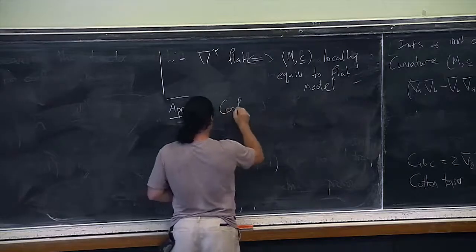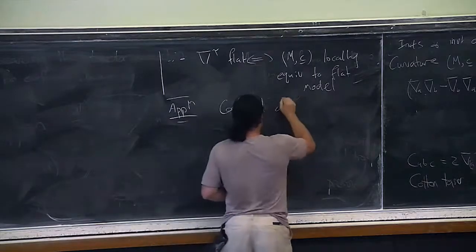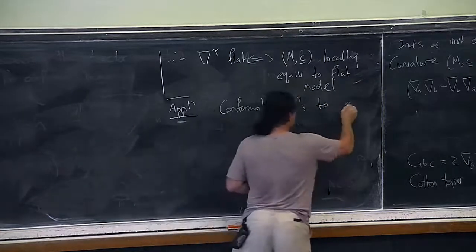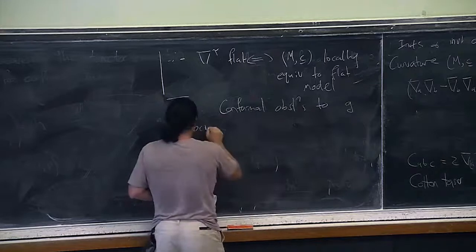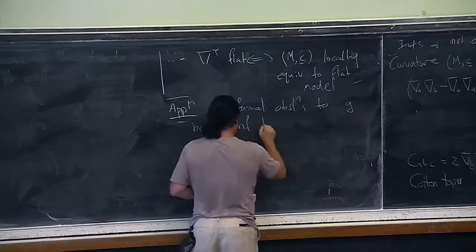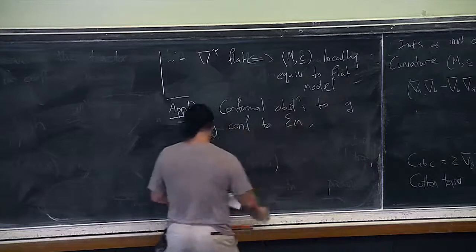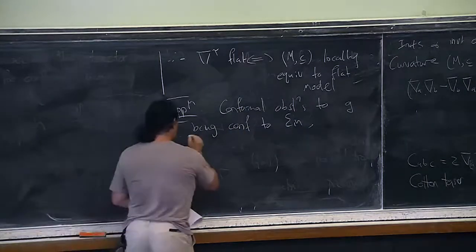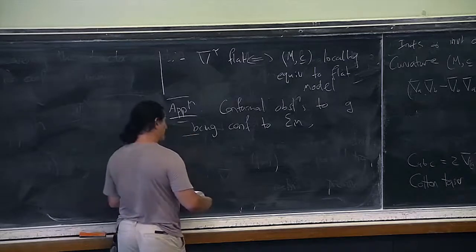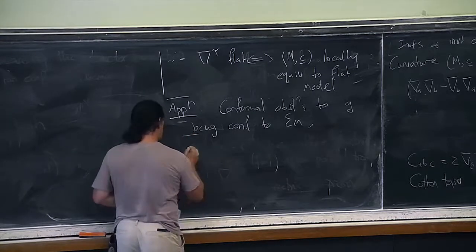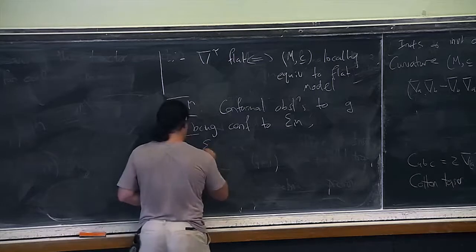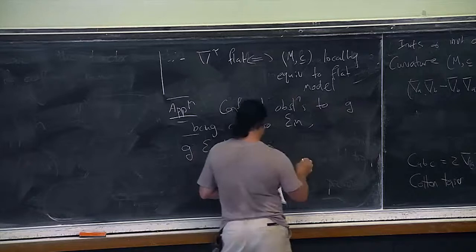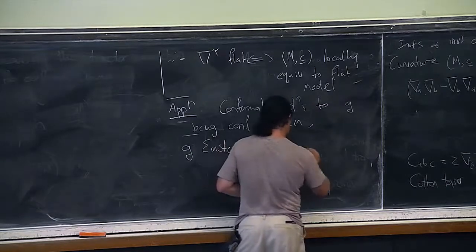So you can now construct conformal obstructions to a metric g being conformal to Einstein. So remember that what we've seen in the previous lecture is that a metric g is Einstein is equivalent to this scale tractor being parallel.